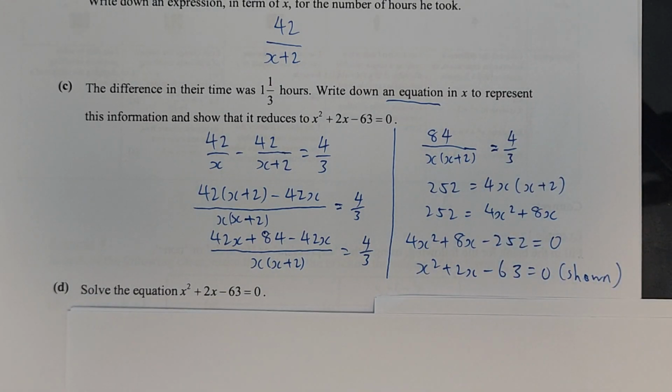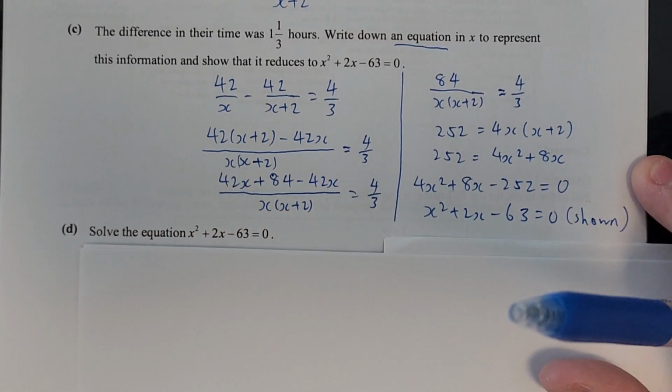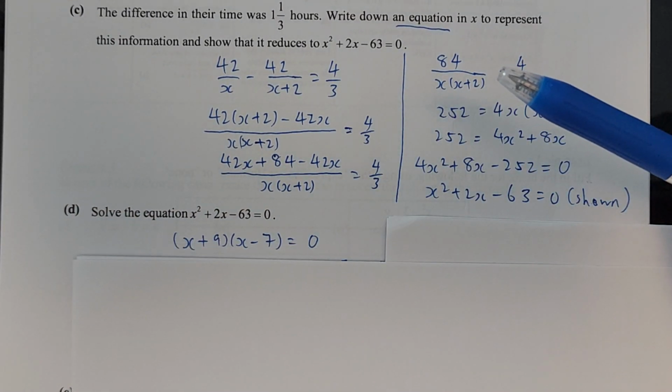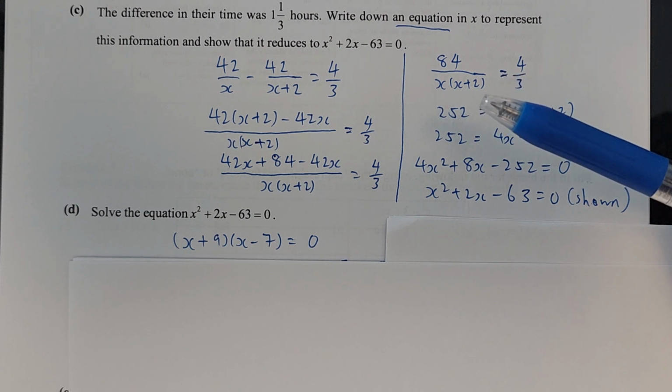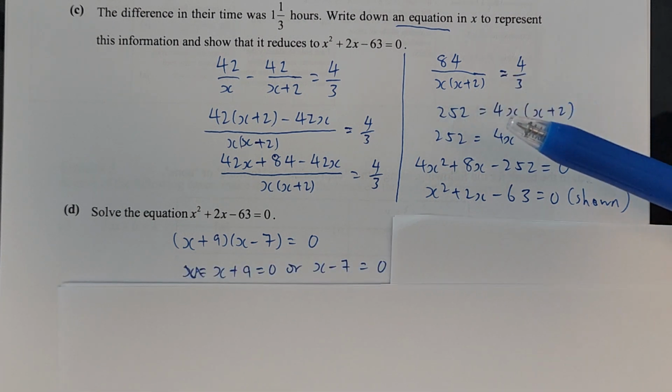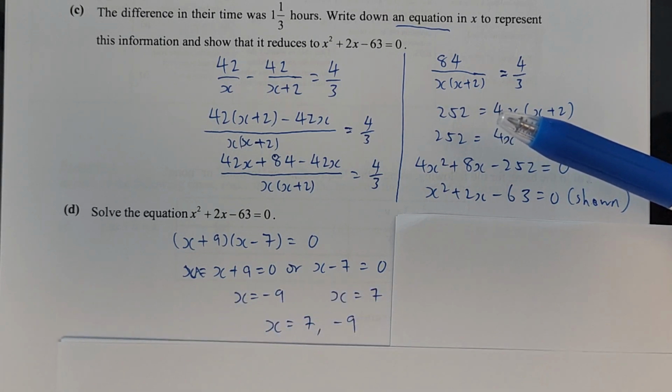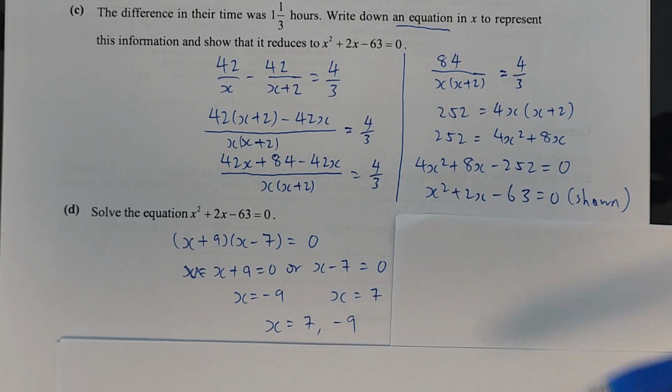See how to solve this. Solving this is pretty easy. How do I solve a quadratic equation? Factorize. I get x plus 9, x minus 7. I can still solve it. So even if you do not know how to do part C, you can still solve it. So x equals 7 and negative 9.